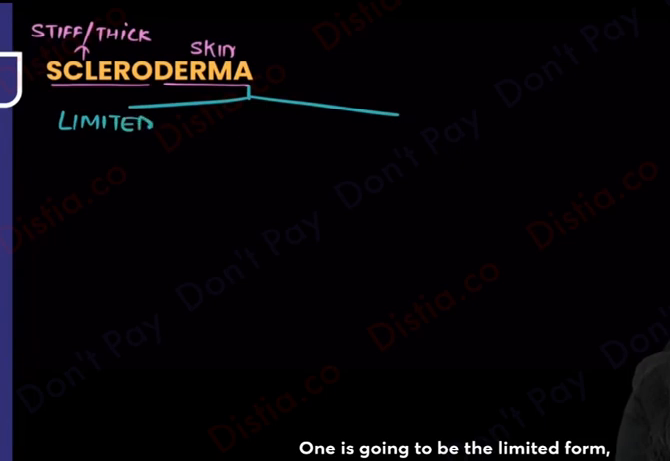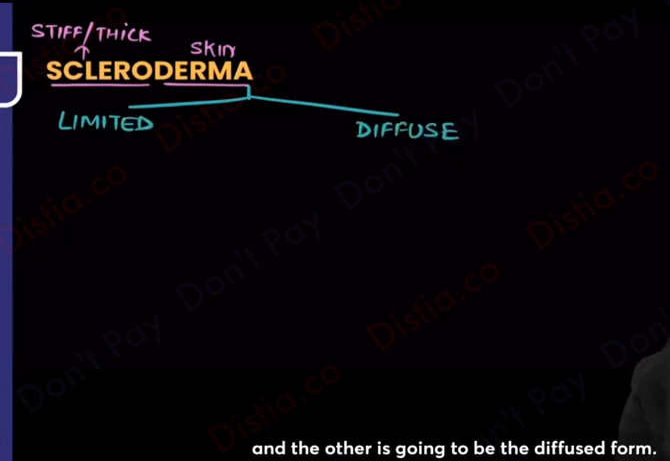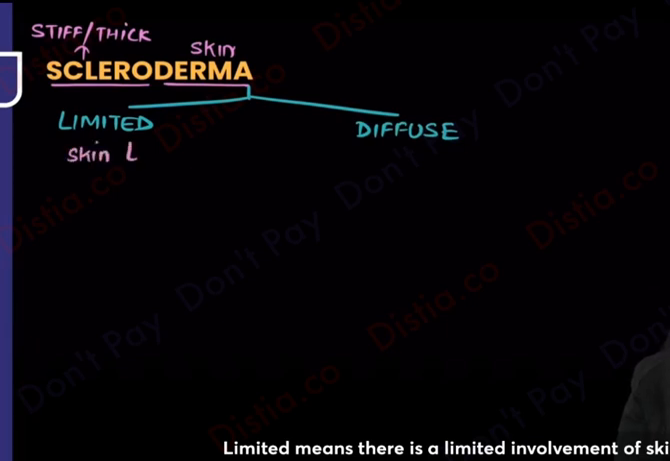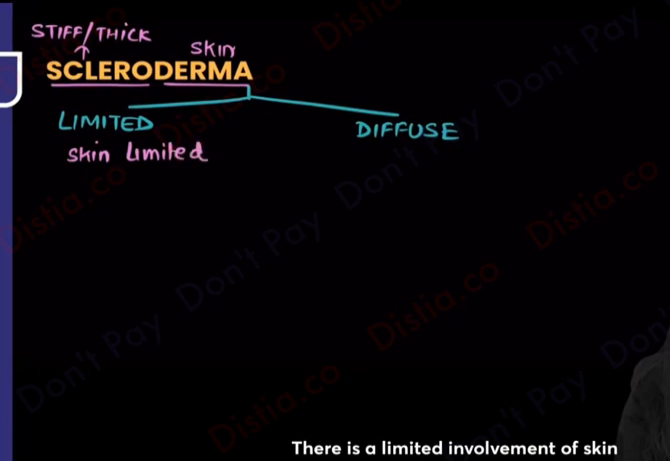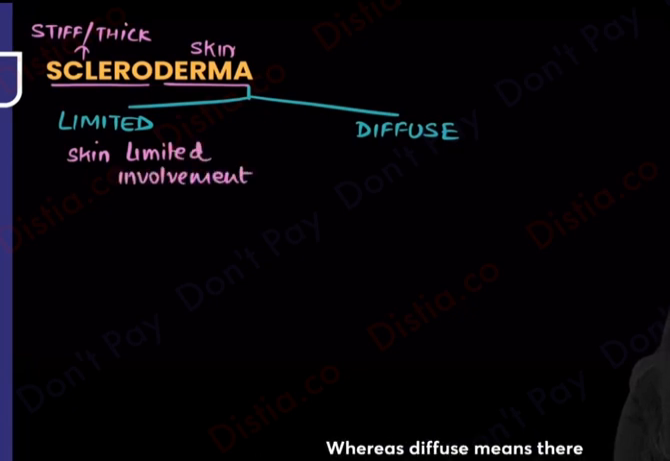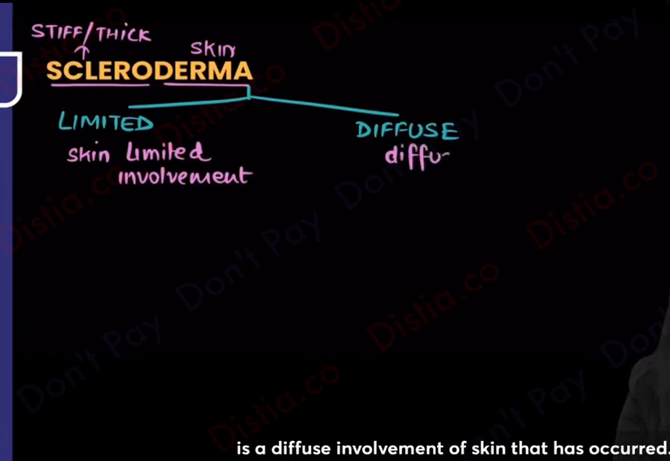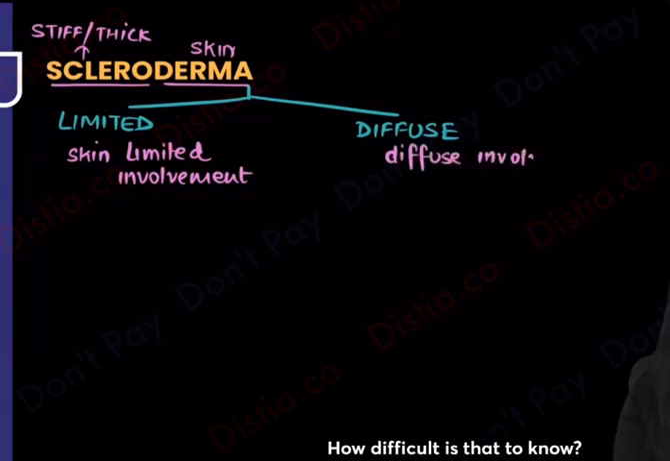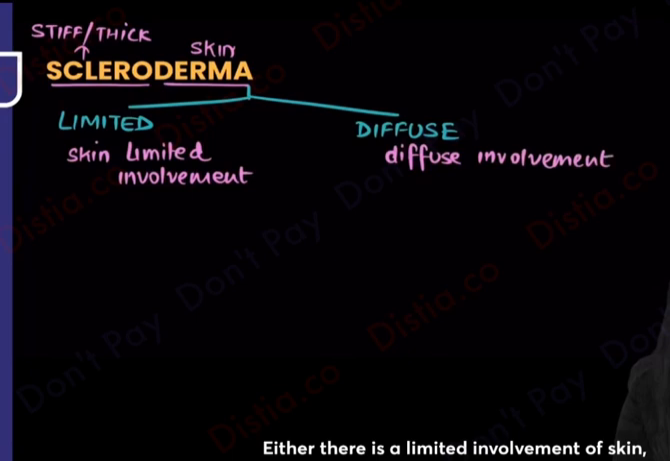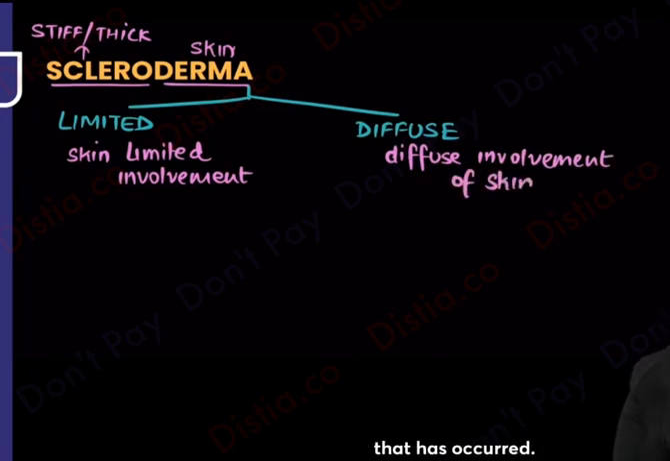One is going to be the limited form and the other is going to be the diffuse form. Limited means there is a limited involvement of skin that has occurred, whereas diffuse means there is a diffuse involvement of skin that has occurred. How difficult is that to know? Either there is a limited involvement of skin or a diffuse involvement of skin. So now, limited means maybe one part, diffuse means total body.